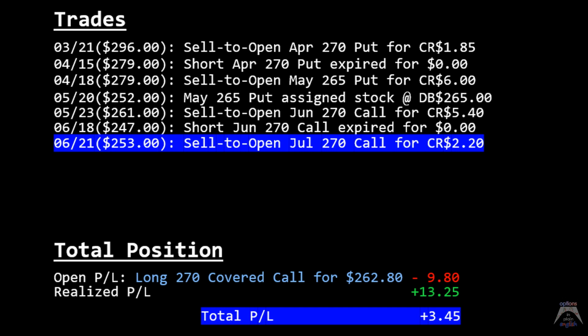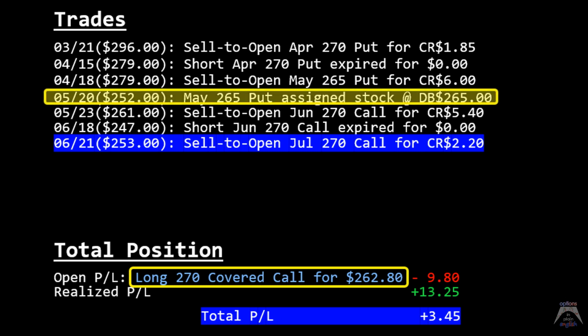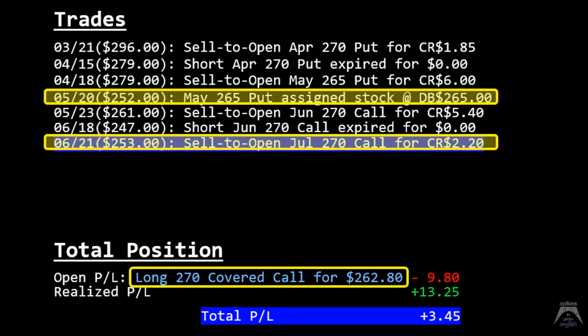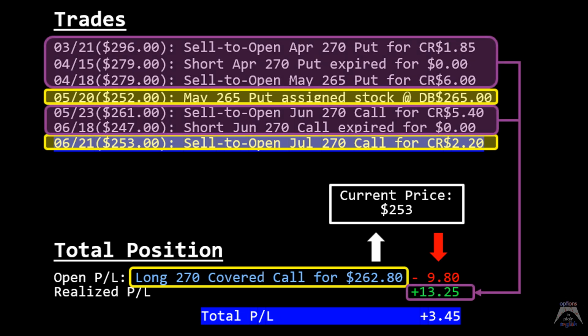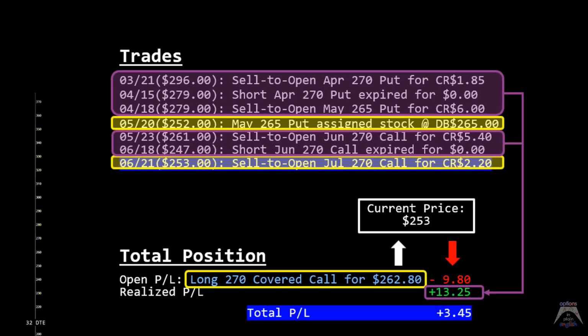This is the result of an open position of a long 270 covered call for $262.80, coming from our original assignment at $265, and a credit of $220 on our still open position. When comparing this cost to the current price of $253, we end up with a loss of $980 on our open P&L, while our realized profit of $1325 comes from all the options we've already opened and closed from the beginning of the wheel trade.